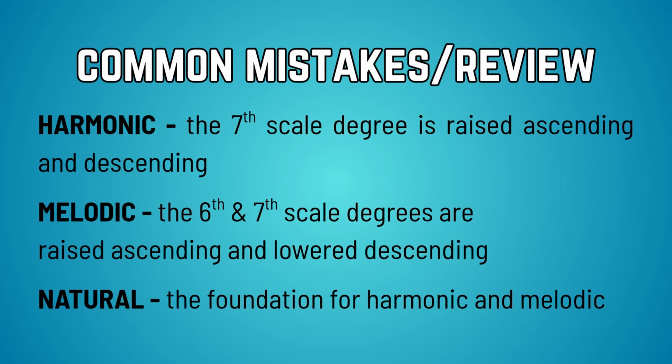Here are a few common mistakes to avoid. First, do not raise both scale degrees 6 and 7 in harmonic minor. Harmonic minor raises only scale degree 7. Second, do not forget that harmonic minor keeps the raised seventh when descending. Third, remember that traditional melodic minor is different in each direction. Raise scale degrees 6 and 7 while ascending, but return to natural minor while descending. Finally, always begin by writing the natural minor scale correctly. If the natural minor scale is incorrect, the harmonic and melodic forms will also be incorrect.